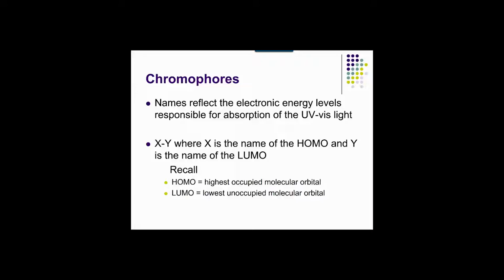And recall that the molar absorptivity value for a material is a constant at a specific wavelength. It's a characteristic of the analyte. Chromophores are generally named based on the electronic energy levels involved in the electronic transition responsible for the absorption of the UV visible light. And so generally they're given the name X-Y, where X represents the name of the highest occupied molecular orbital, and Y corresponds to the name of the lowest unoccupied molecular orbital involved in the absorption transition.